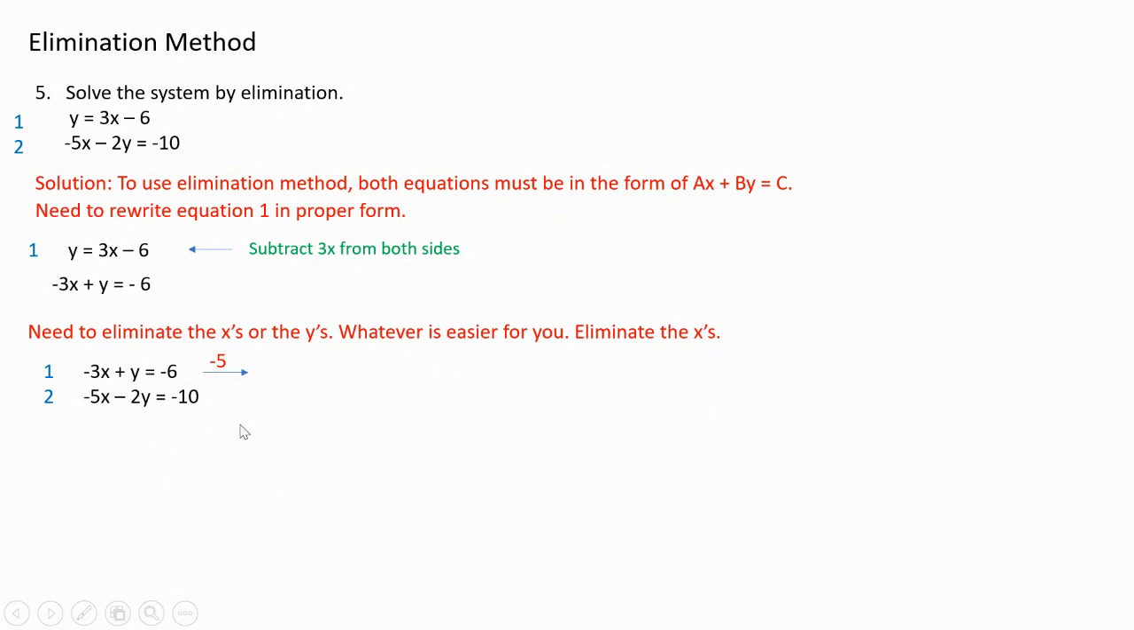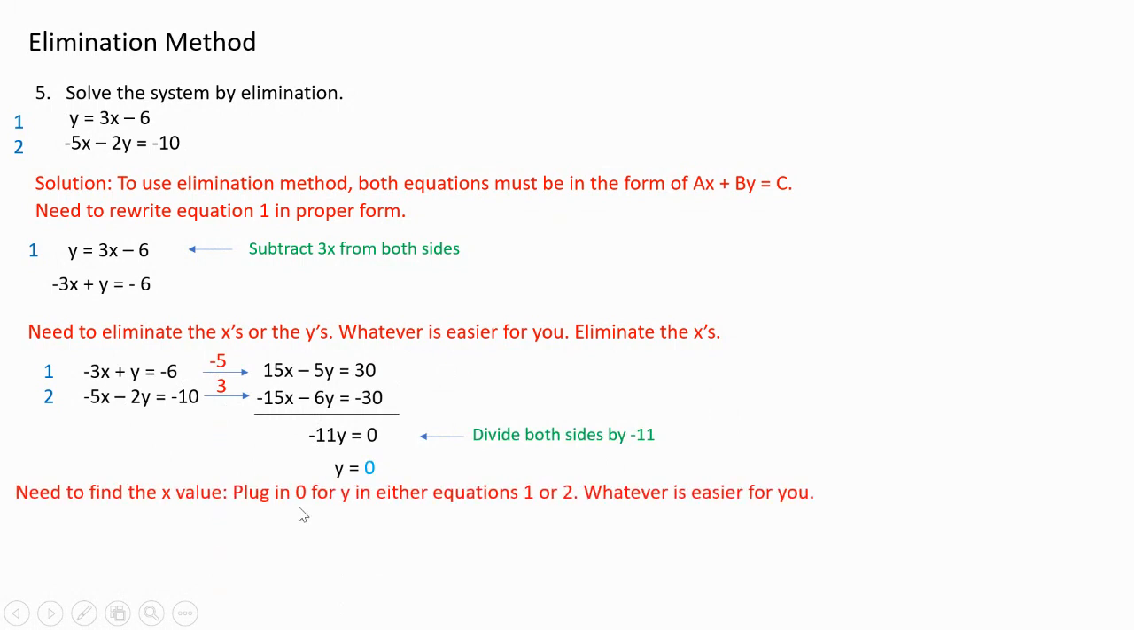So negative 5 times 3 will give us positive 15. Right? 15x minus 5y equals 30. And this one I'm going to multiply by 3, because 3 times negative 5 will give me negative 15. So now we get negative 11y equals 0. We divide both sides by negative 11. So y equals 0. Now, again, we go back and solve for x. So we go back to either 1 or 2. And this time, I believe it's easier to go to number 2 because we're solving for x, not for y. So we plug in the 0 for y.